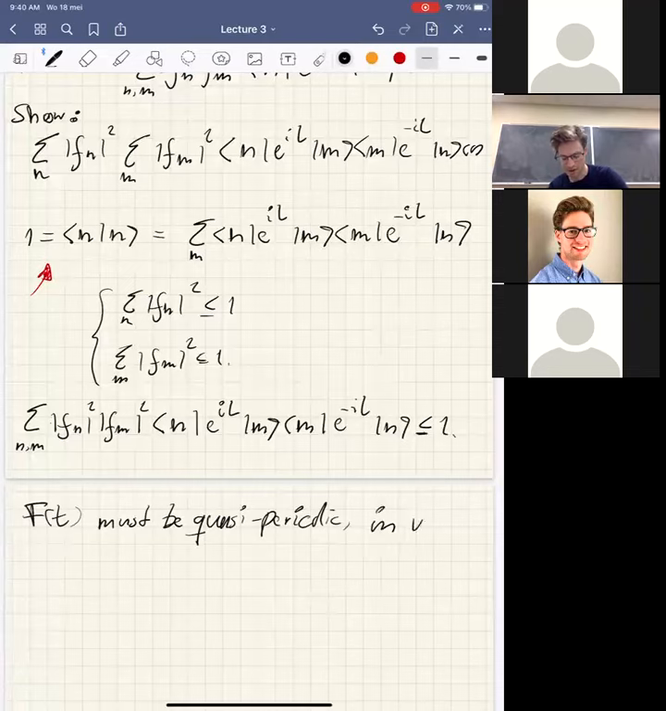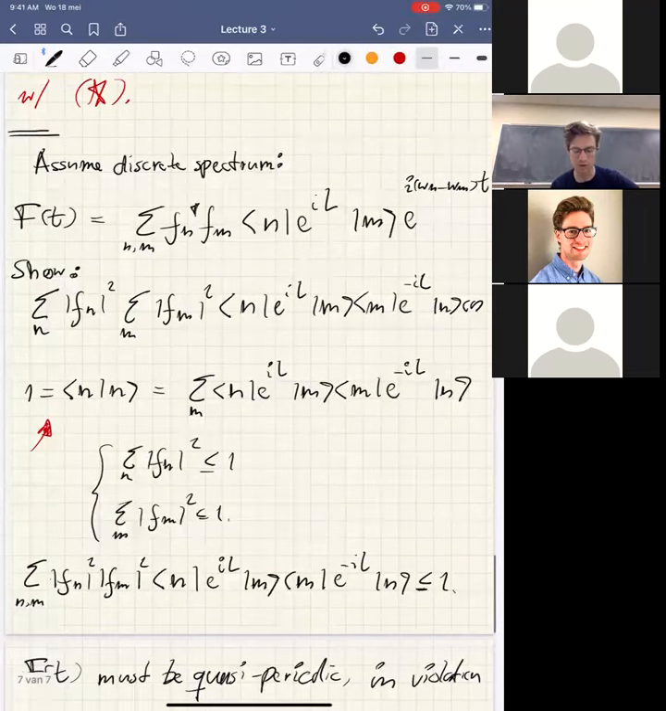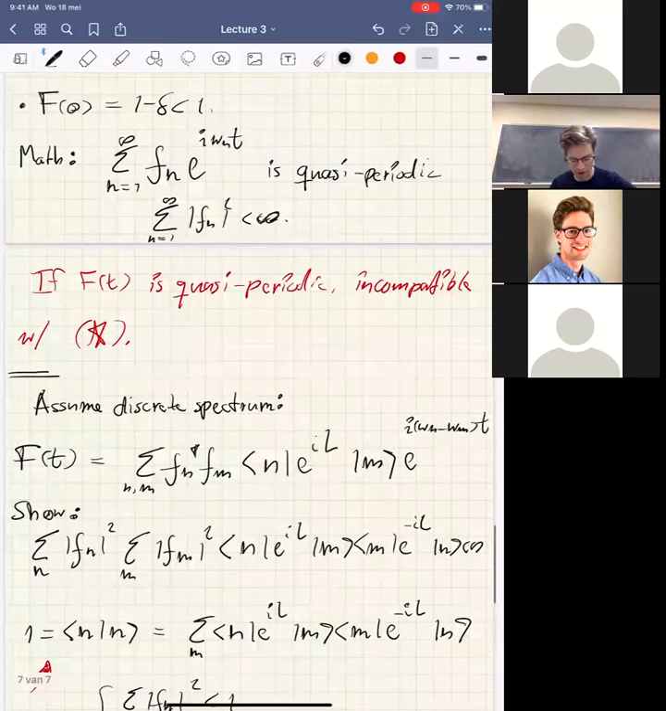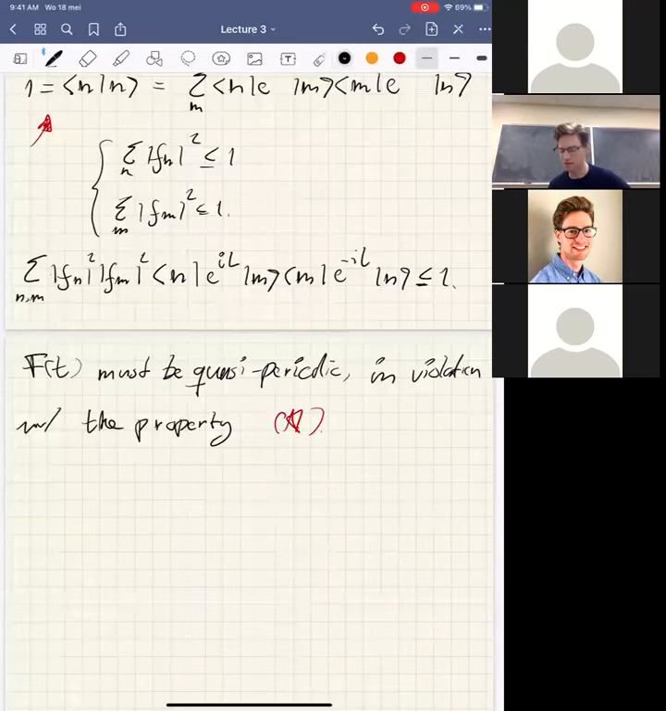Which is in violation with the property star, which was the fact that this limit of t going to infinity goes to 1. Okay, so this is quite technical, and you might wonder, what does this mean?